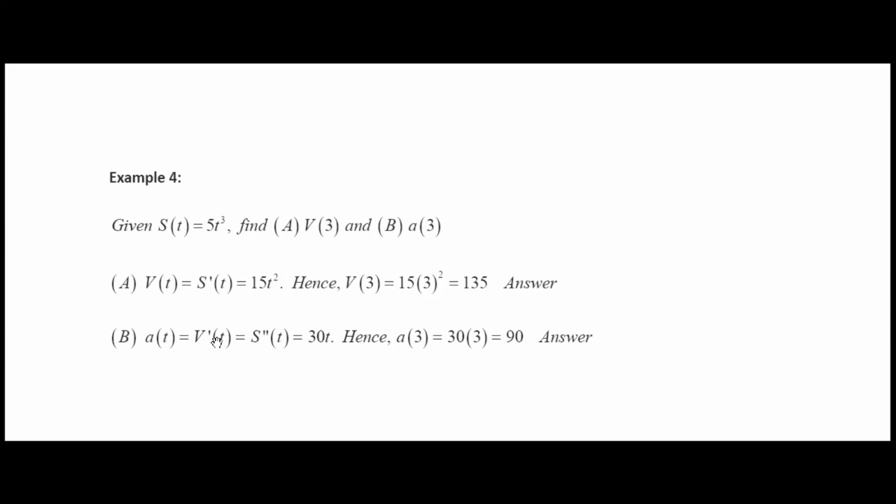Then we want a of 3. Well, a of 3 is v prime of t, or s double prime of t, and that's going to be the derivative of this, which is 30t. So a of 3 is going to be 30 times 3, or 90. Now, you don't want to show all of this. You don't want to say a of t is v prime of t is s double prime of t. All we're trying to do is acquaint you with or remind you of the hierarchy: this is the first derivative of this and the second derivative of this. These two are joined from our way of thinking.